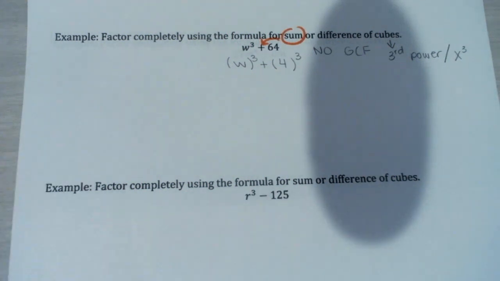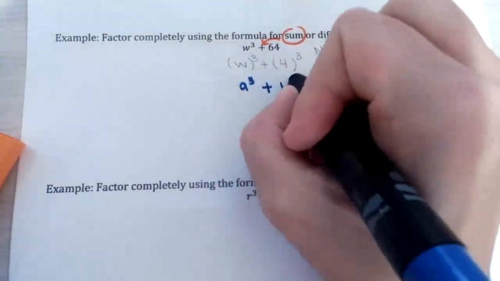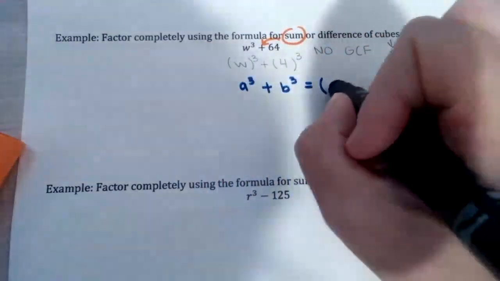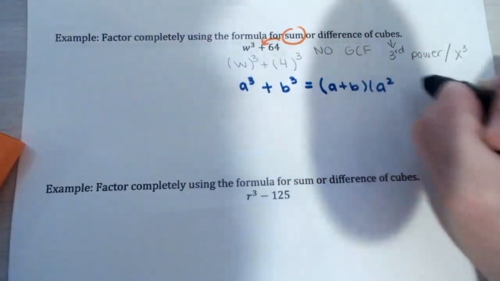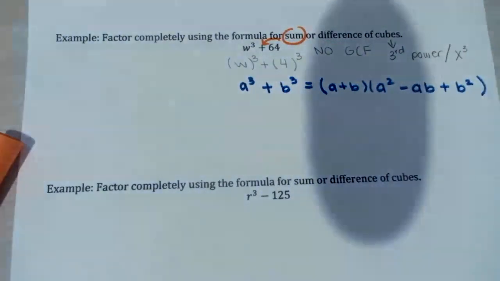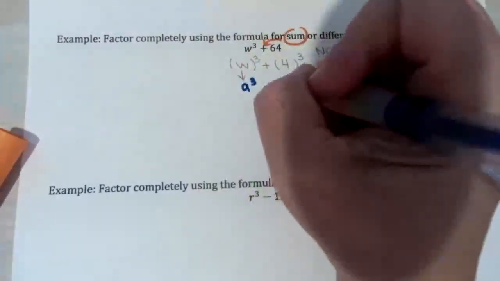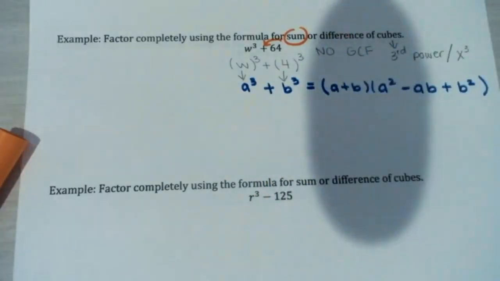So our formula for sum of cubes is a cubed plus b cubed equals a plus b times a squared minus ab plus b squared. So that is our formula. Now that we have it like this, we can see that a cubed, so a would be w, and then b would be 4, because b cubed would give 4 cubed, so b would be 4. So wherever I see an a, I'm going to put w. Wherever I see a b, I'm going to put 4.